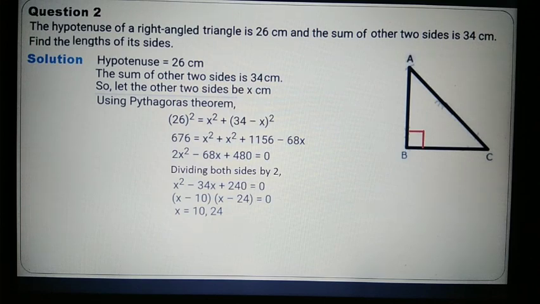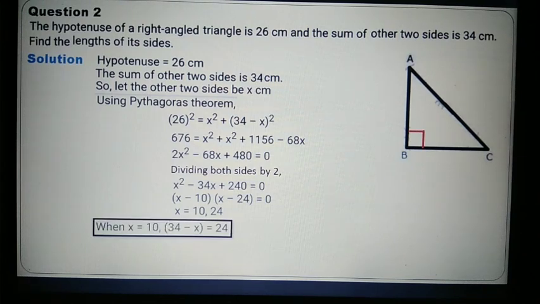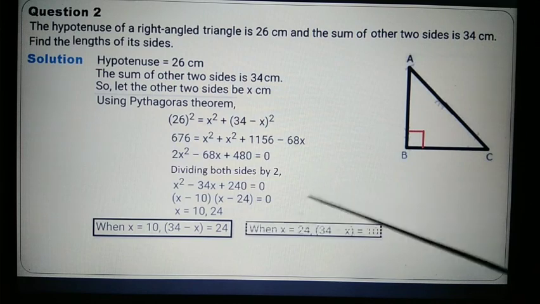So let's check what happens when x is 10. When x is 10, then this has to be 34 minus 10, that is 24, right? Now if this is 24, then it has to be 34 minus 24, that is 10. So when x is 10, then 34 minus x will be 24, and when x is 24, then 34 minus x will be 10.